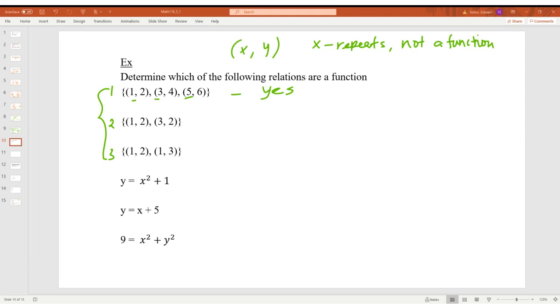Look at the x value. If x repeats, it's not a function. If x does not repeat, it is a function. Excellent, Hugo. Excellent, Norma. So number 2, we are talking about number 2.